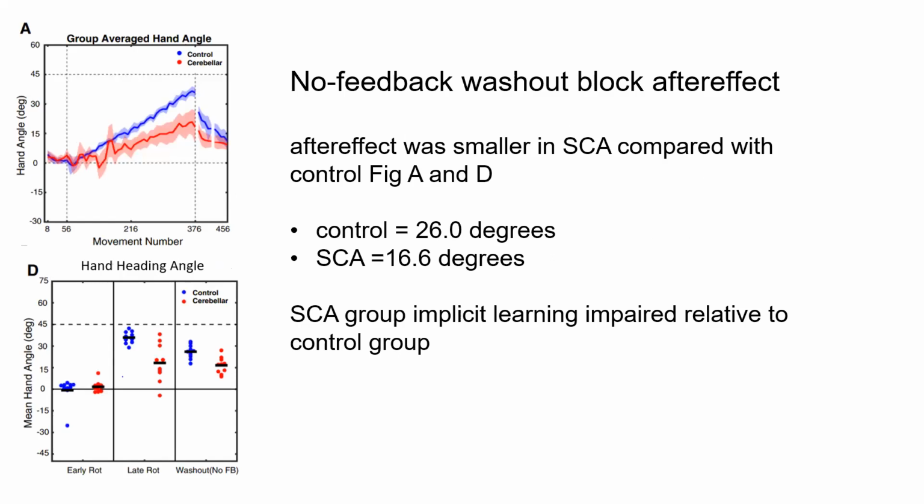Regarding the after effect present in both SCA and control groups, we see from figures A and D that during the first 8 trials of the washout block, the after effect was much larger in the control group relative to the SCA group, meaning that the SCA group's implicit learning was impaired. Looking at figure D specifically, during the first 8 trials of the washout block, the control group had a larger after effect, 26 degrees versus the SCA group's 16.6 degrees.